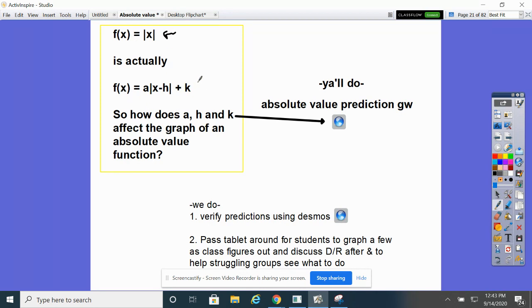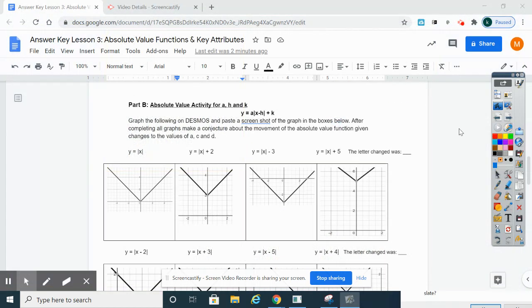And then here's where it's going to transform. That means where it's going to slide, reflect. It's going to change in some way. And so when we start to add values for a, h, and k, that's when it's going to start to move around the graph. And cool things will happen. Let's take a look at some of the things that might have happened.